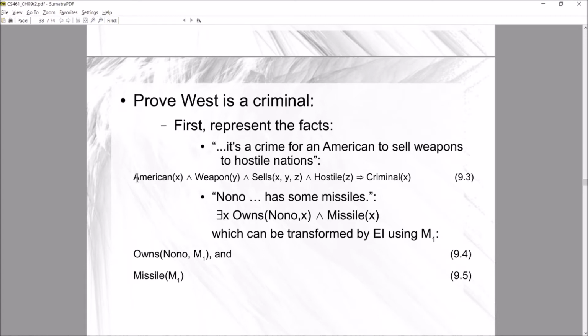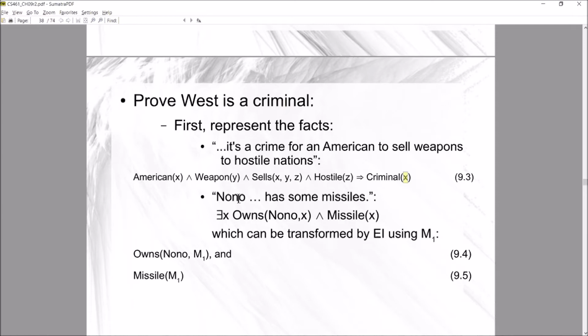So here is a first order logic clause that we could use to represent that. Remember, this thing is by default considered universally quantified. For all x, if x is an American, and for all y, if y is a weapon, and for all z, if z is hostile, and that x sells that thing to z, then that implies that that x who did the selling is a criminal.